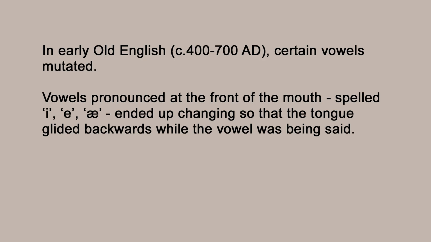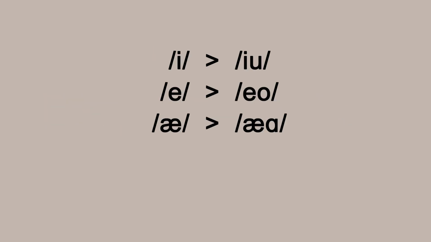This kind of thing seems to have happened while Proto-Germanic was developing into Old English. Certain early Old English vowels changed in certain environments. Specifically, the vowels pronounced at the front of the mouth, I, E, and A, became diphthongs, where the tongue glides from the front to the back of the mouth. I became iu, E became eo, A became ea.